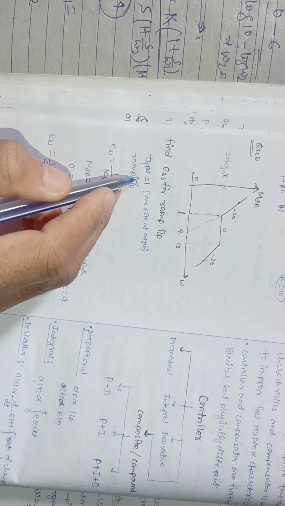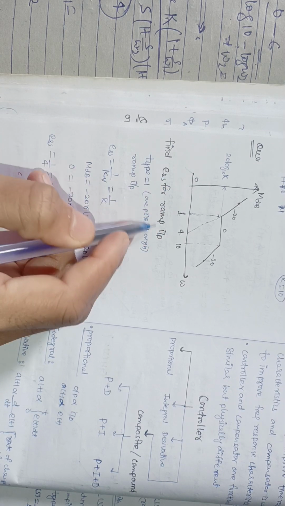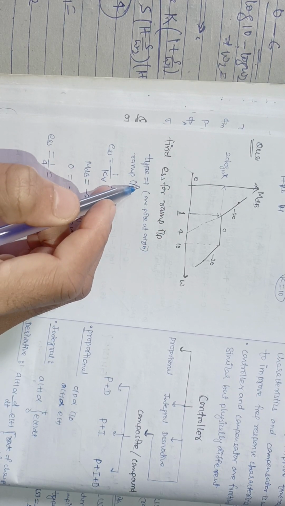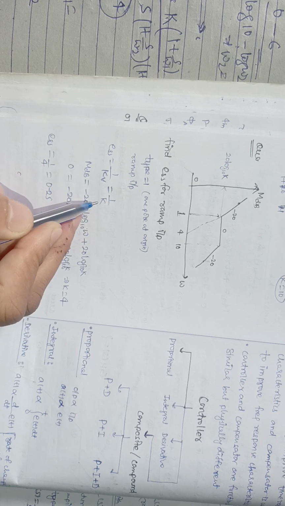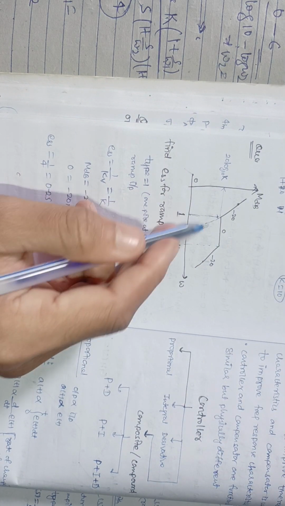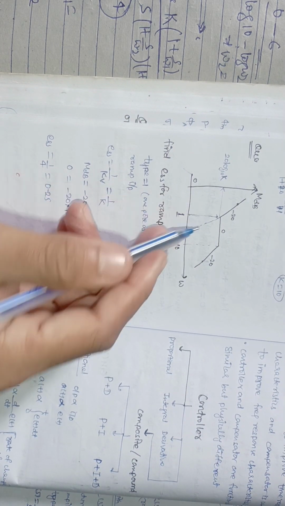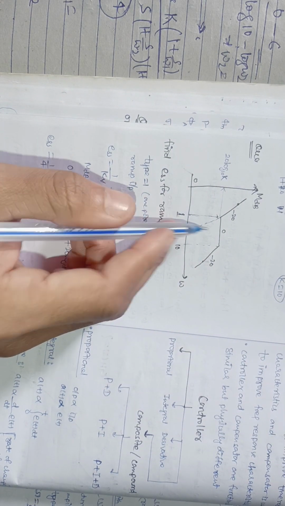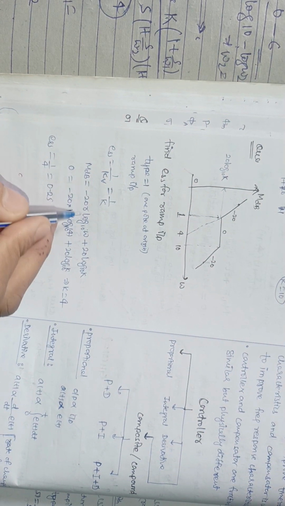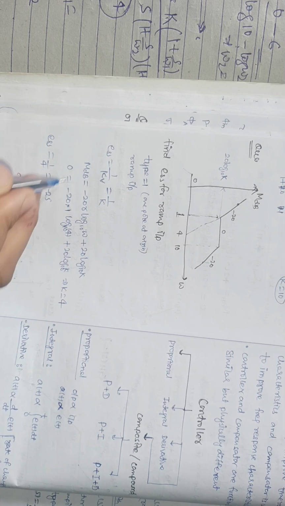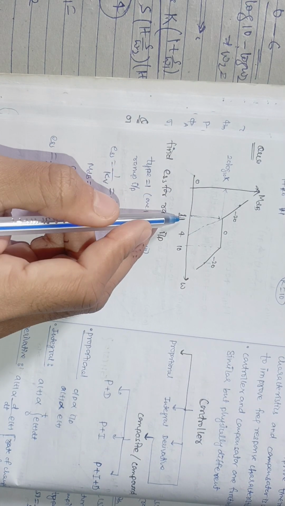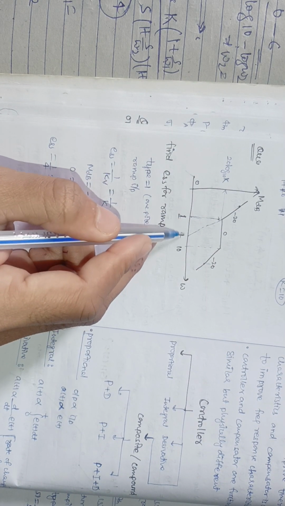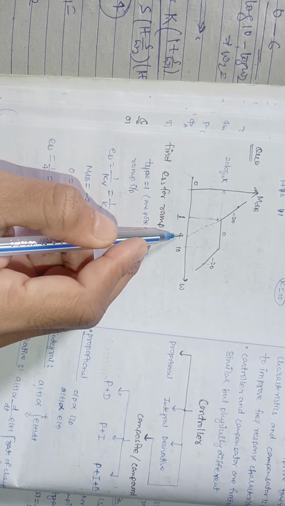One pole at origin means a type 1 system. For a ramp input the steady state error becomes 1 by kv, so 1 by k. The main challenge is to find k. The initial slope is present, so m equal to minus 20 r log of omega plus 20 log of k. The magnitude is 0 at omega equal to 4 pi.